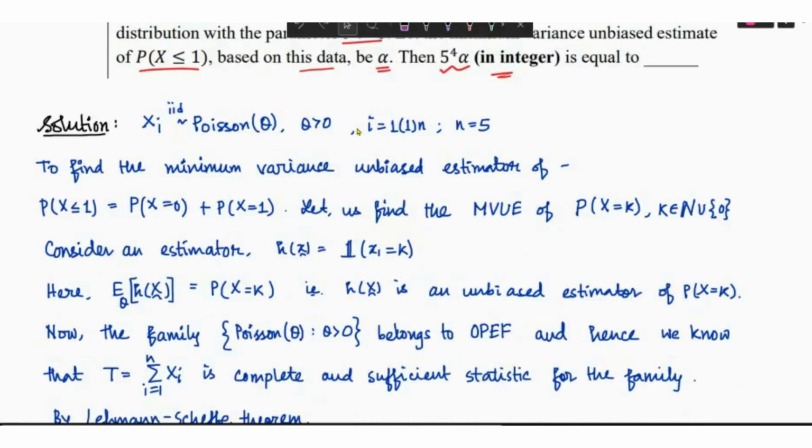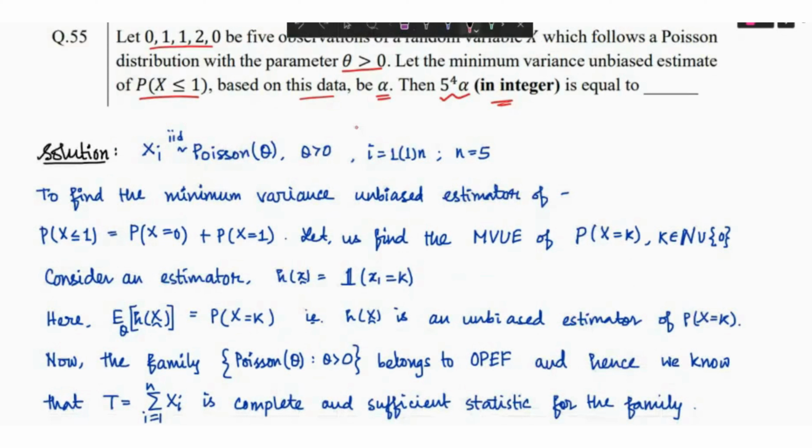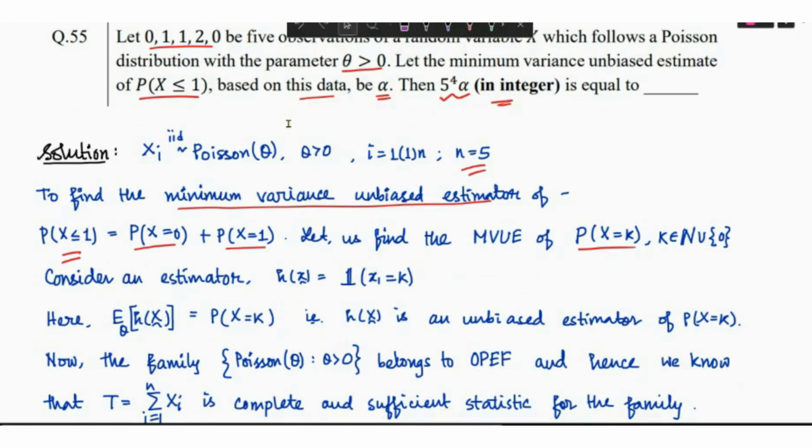So to start the problem, let us consider all the facts that are given. That is, Xi follows iid Poisson theta for theta greater than 0 and i equal to 1 to n, for n equal to 5. To find the minimum variance unbiased estimator of probability X less than or equal to 1, which is basically probability of X equal to 0 plus probability X equal to 1, let us find the minimum variance unbiased estimator of probability of X equal to k, for k belongs to natural numbers union 0, which is the support of the Poisson distribution.